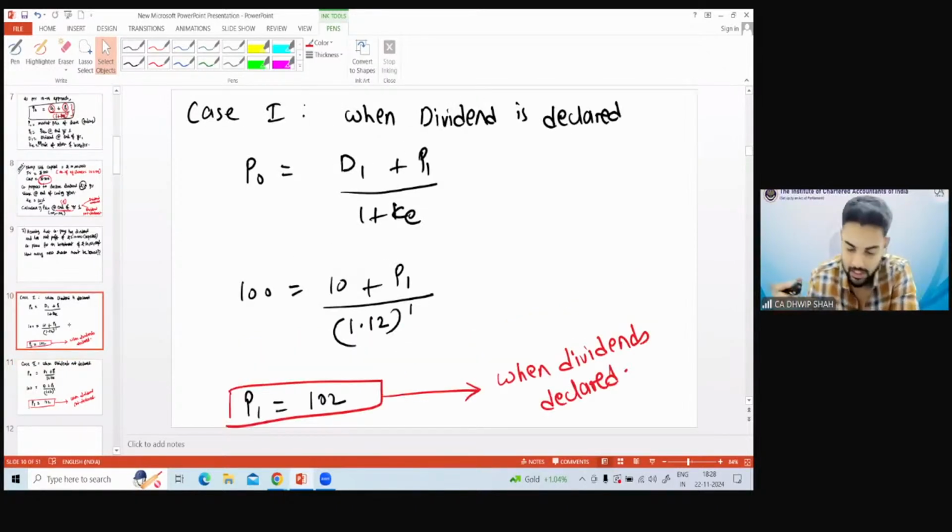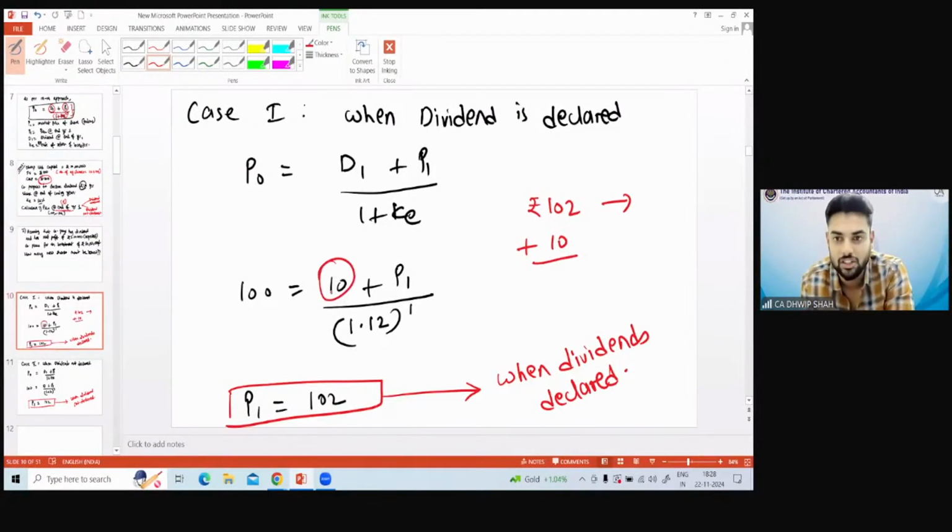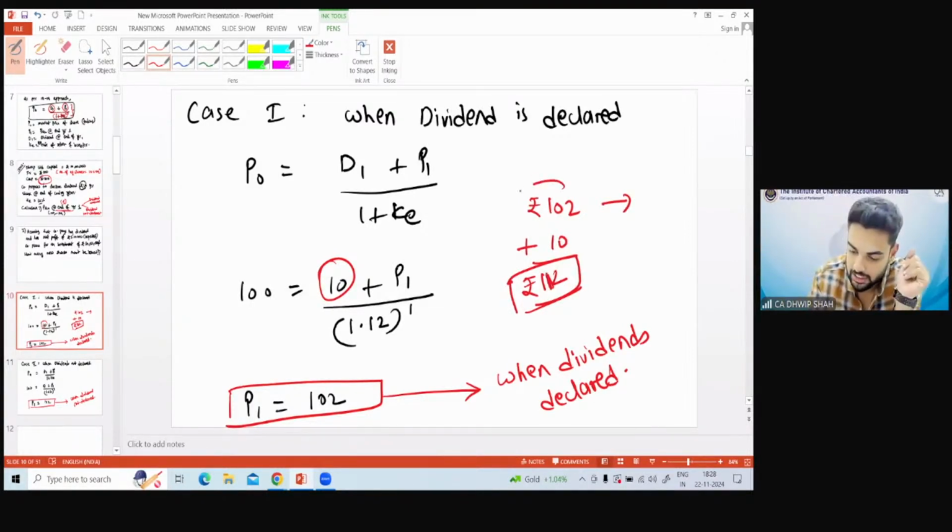So can I say when dividends are declared, the shareholder will get 102 if he sells the share at the end of year, plus 10 of dividend that he got in cash? So can I say ultimately his or her wealth is 112 per share? Are you getting this? By selling the share, he or she will get 102. But during the year, company has paid dividend also, na? So that is also a part of wealth. Is everyone following this?